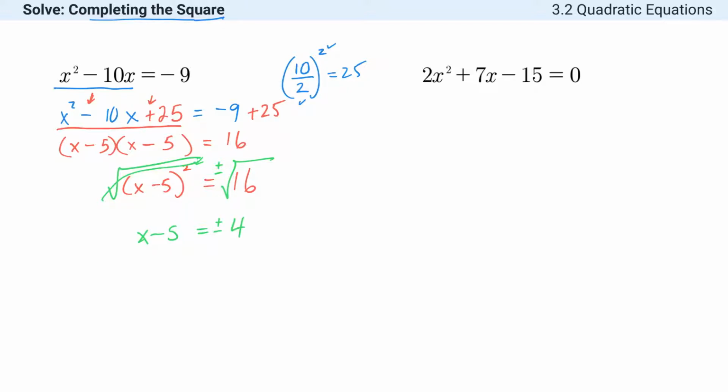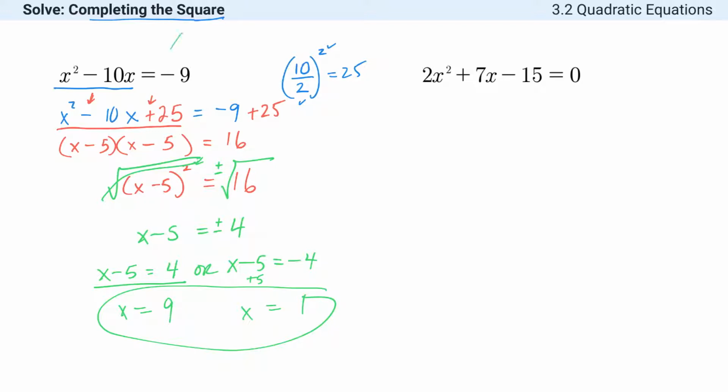So again, now this is two equations, or I'll get two answers from this. So I have x minus 5 is equal to a positive 4, or x minus 5 is equal to a negative 4. And then solve each of those equations. So if I add 5 to both sides on this one, I'll get x is equal to 9. If I add 5 on this one, negative 4 plus 5, I think comes up to a positive 1. So those would be my solutions for this question.